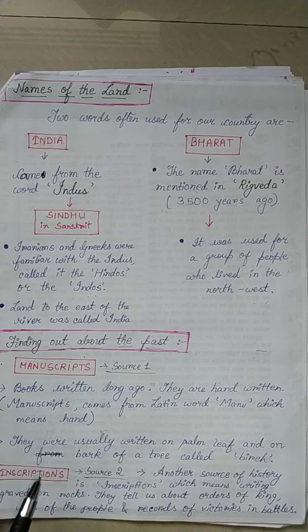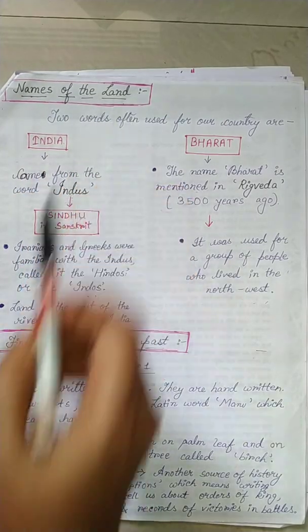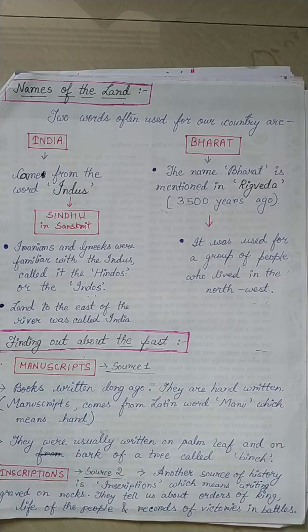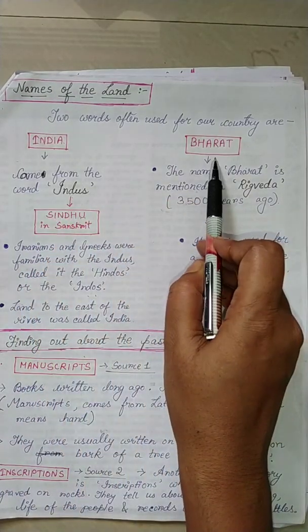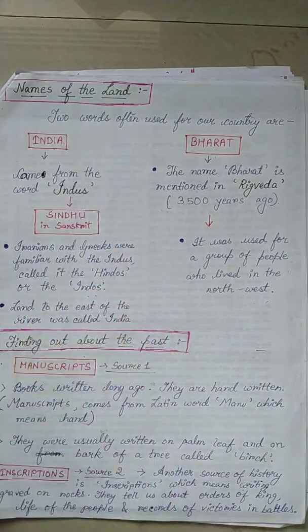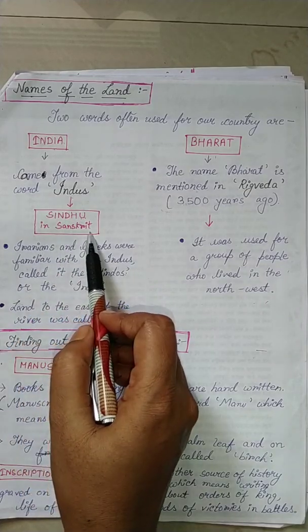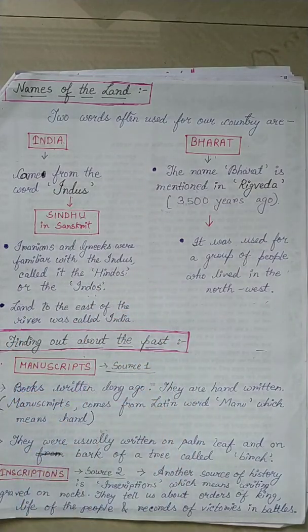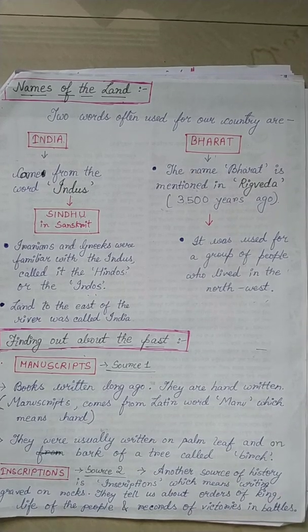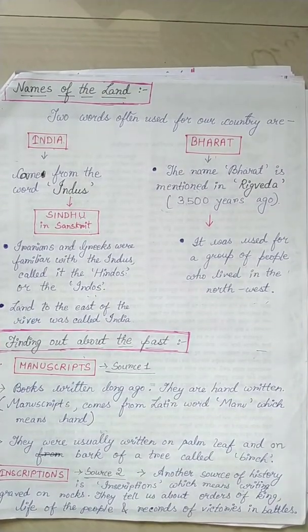Our next topic is names of the land. Two words often used for our country. One is India and another one is Bharat. The word India came from the word Indus, which is called Sindhu in Sanskrit. When Iranians and Greeks came and lived along the bank of the river Indus, they generally called it Hindus or Indus. Their pronunciation was different. From this term, Indus came. And from Indus, India came.